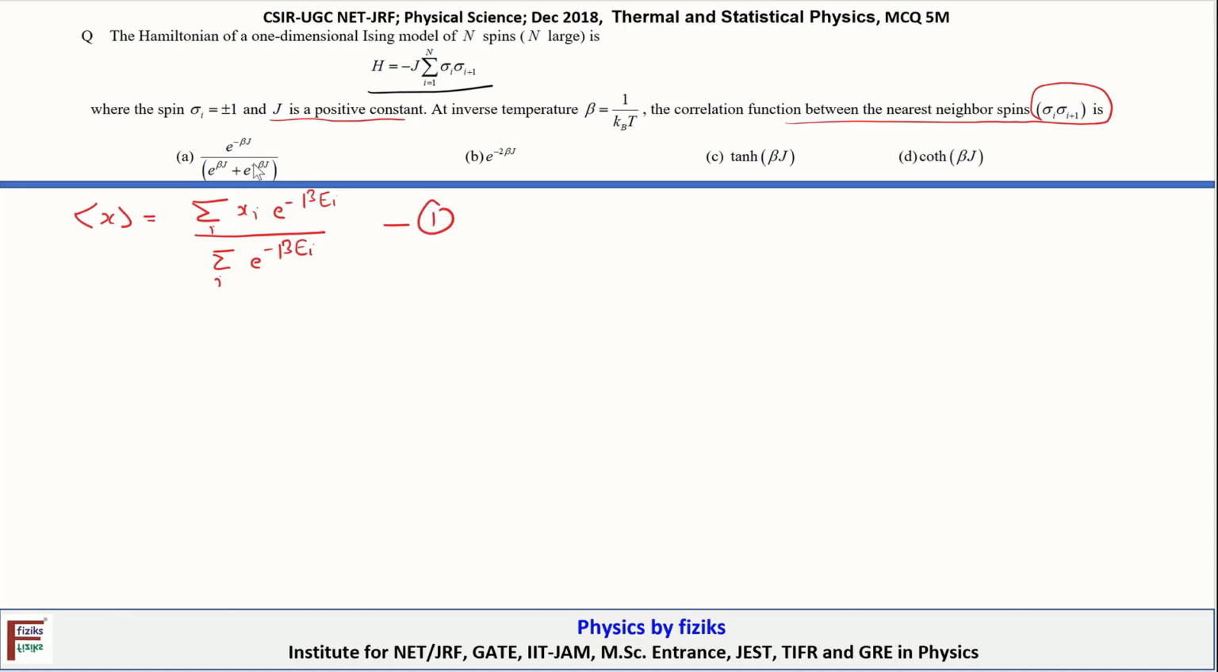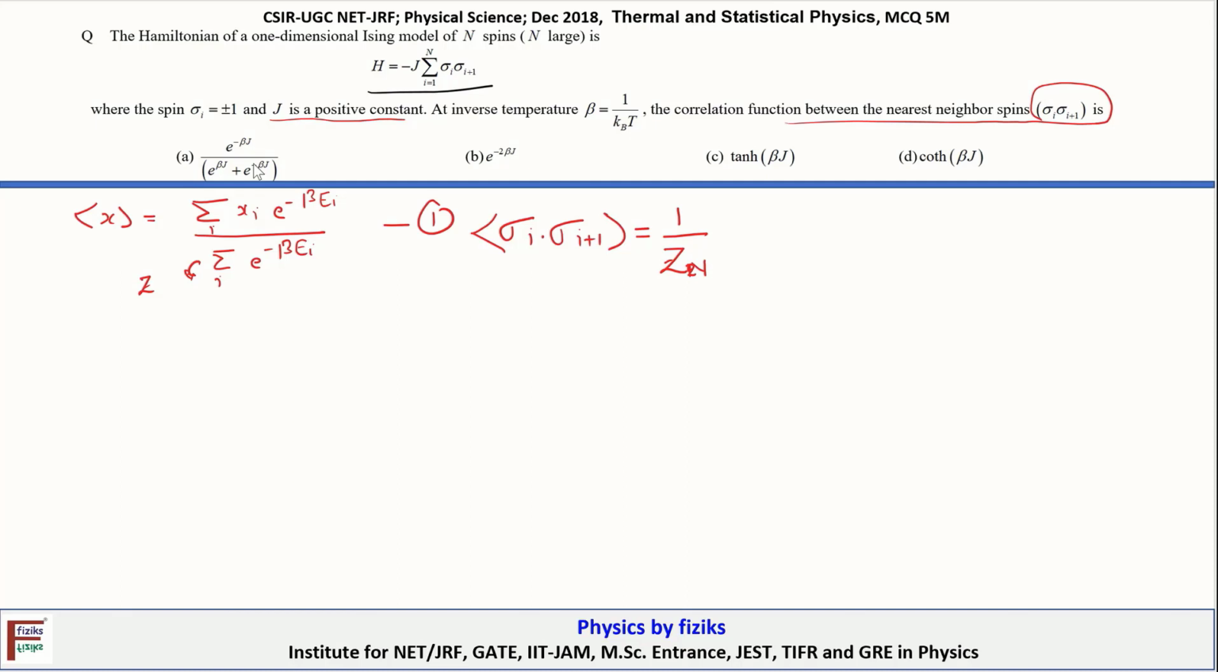Now we will make use of this definition to determine the average value of sigma i dot sigma i plus 1. So we want to determine this quantity. If you just remember, the denominator is nothing but the partition function. So this is equal to 1 by Zn, because it's an n spin system, that's why Zn.